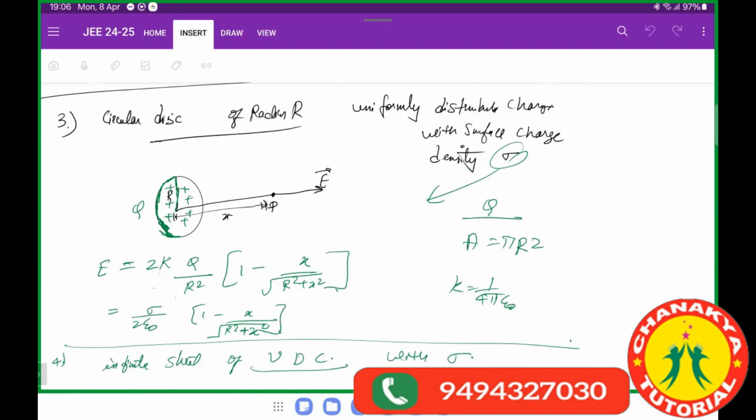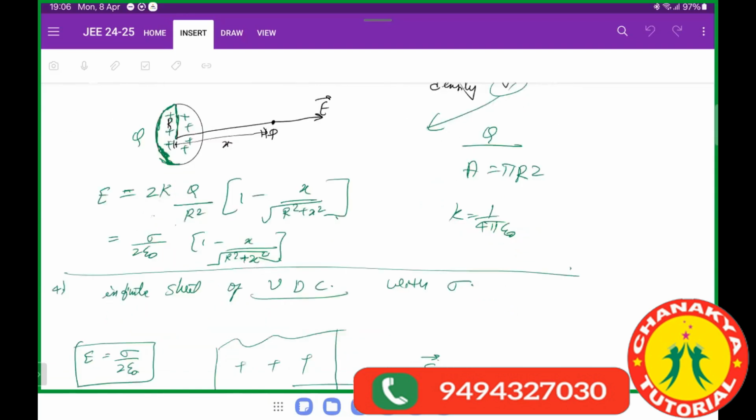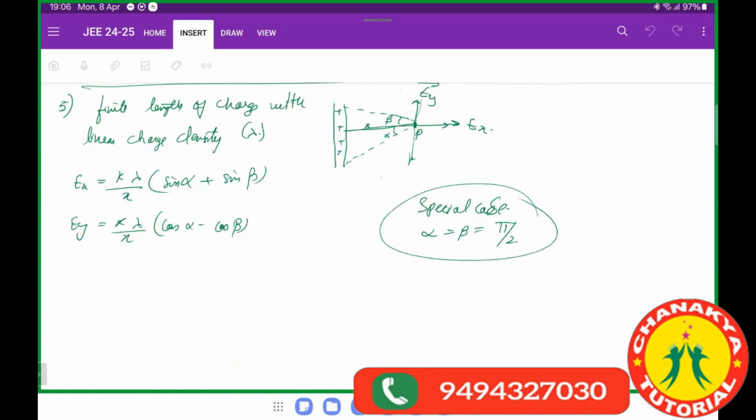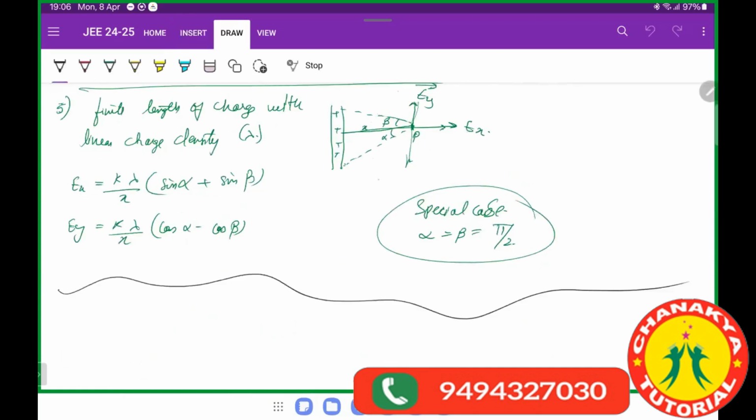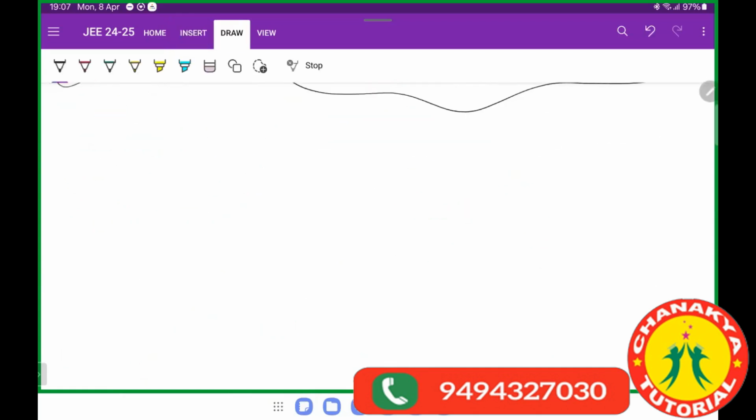Sir, okay, I already have these notes. You can just scroll down. Okay, and then we'll do numericals based on this one.